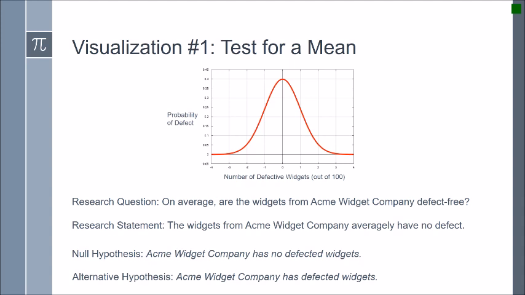So we are going to reject the null hypothesis here, that Acme widget company has no defected widgets, and we are going to accept the alternative hypothesis, which is that Acme widget company has defected widgets. So moving on to the next visualization.